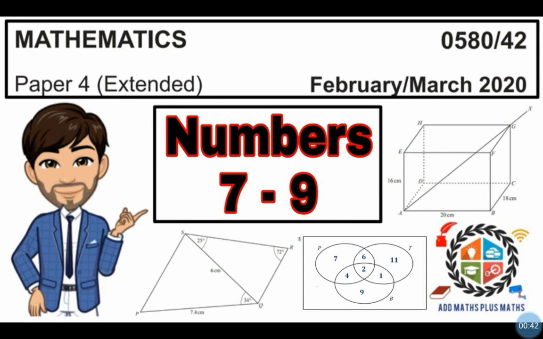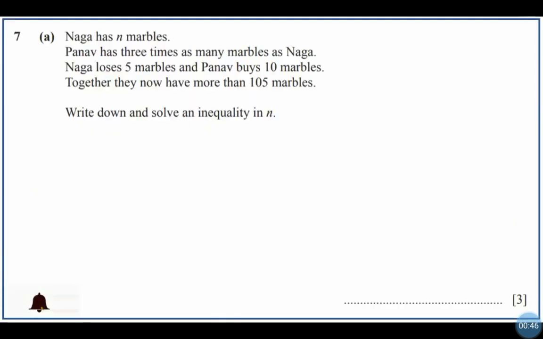Okay, let's move on to question number 7. Naga has n marbles. Panav has 3 times as many marbles as Naga. Naga loses 5 marbles and Panav buys 10 marbles. Together, they now have more than 100 marbles. Write down and solve an inequality in n.